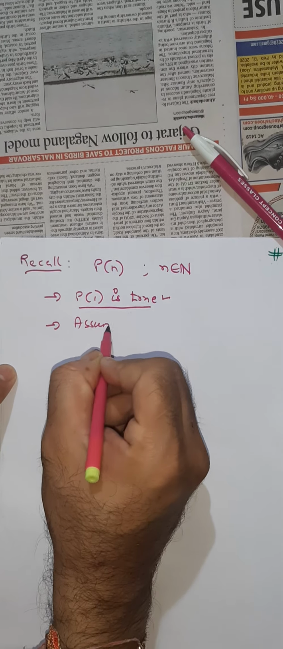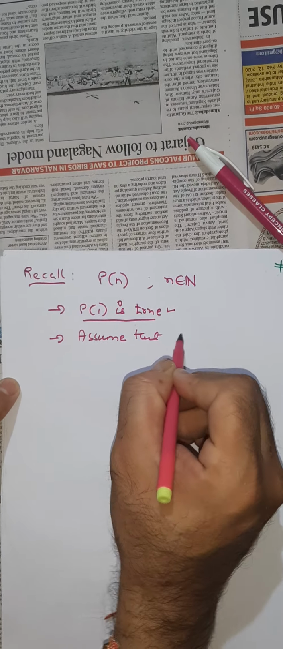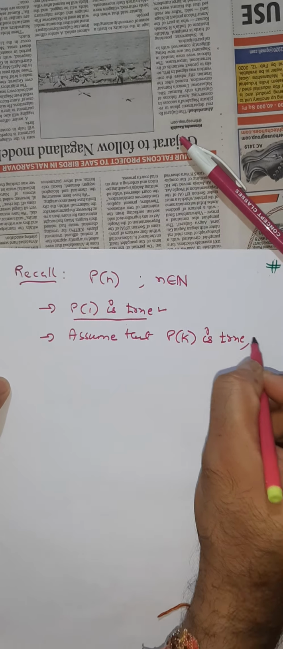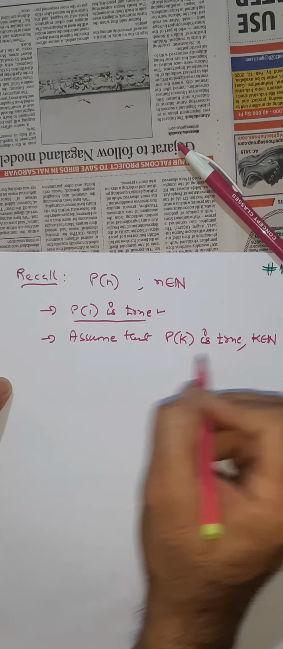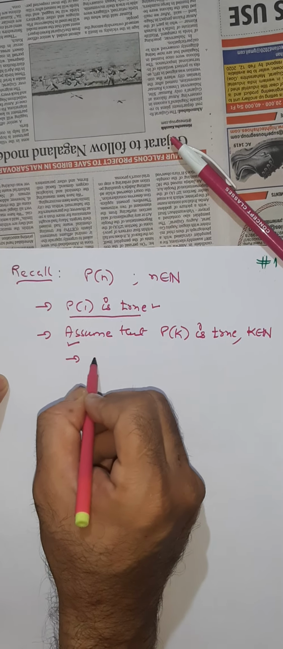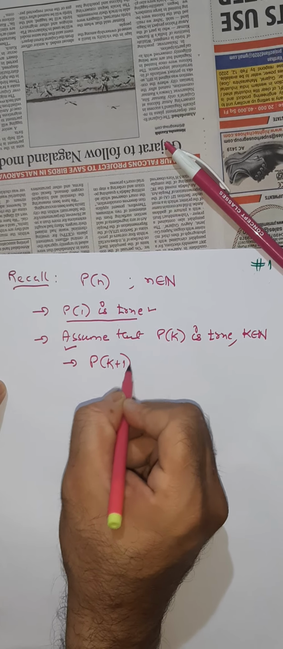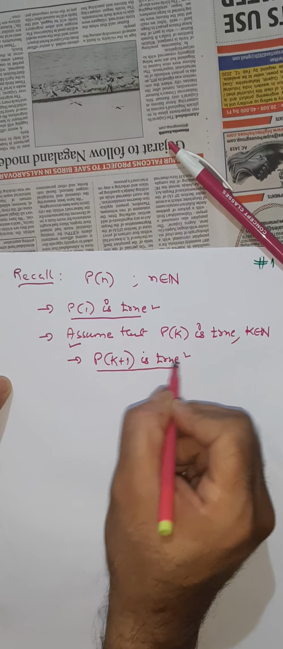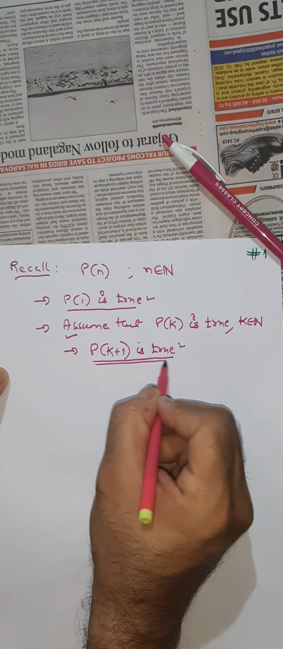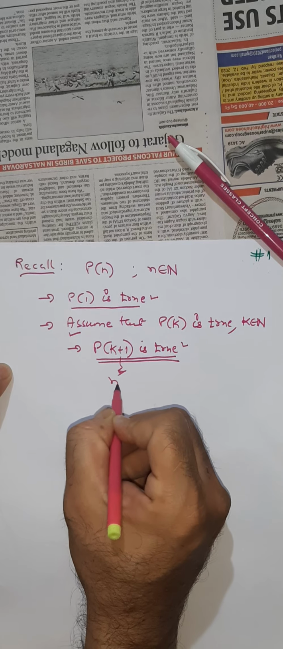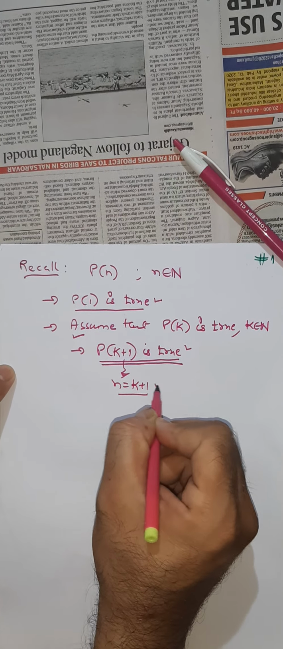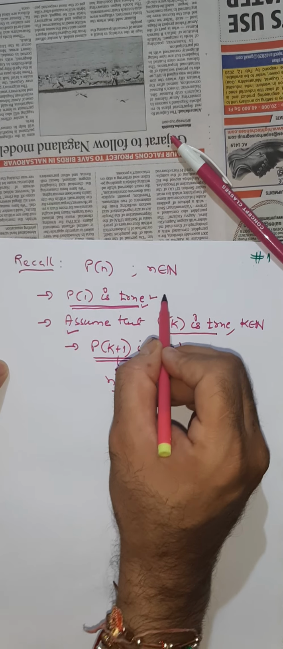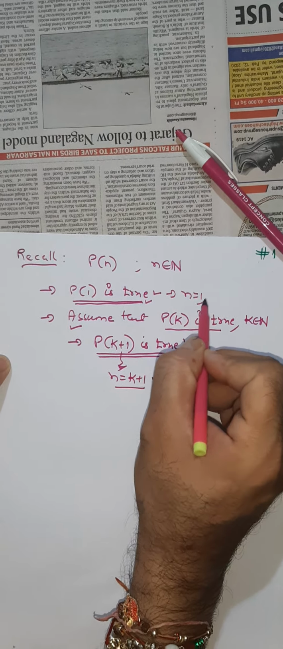Next step is your assumption. Assume that P of k is true. This is your assumption for k belongs to n. And with the help of this, you show that P of k plus 1 is true. This is the proving part, remember. You need to prove that the statement is true for n equals k plus 1. This is your assumption, and this is again the proving part. You show that the statement is true for n equals 1.